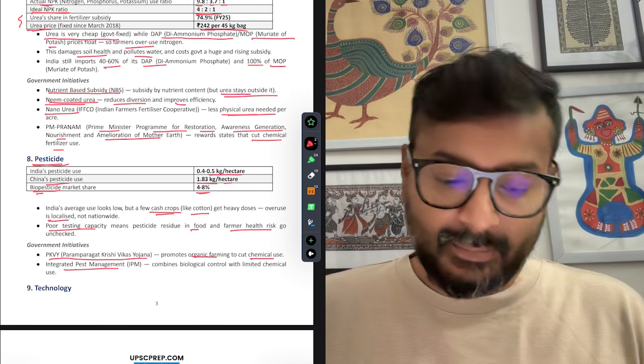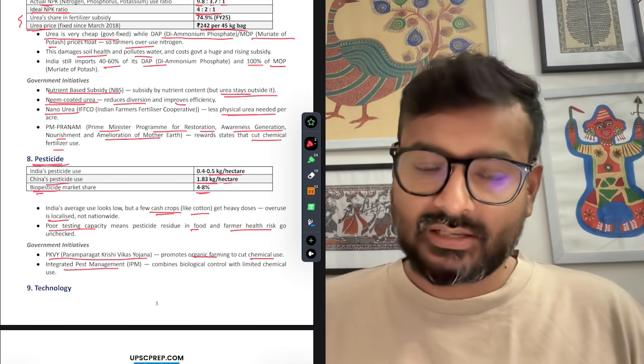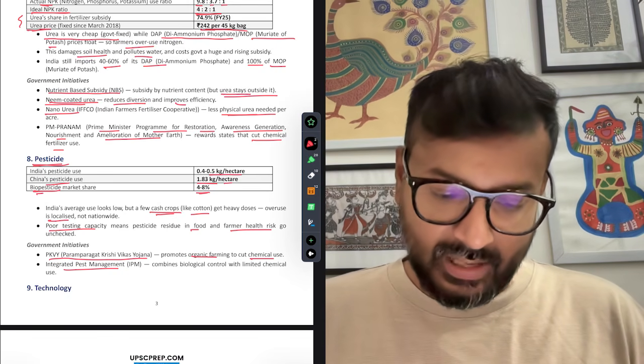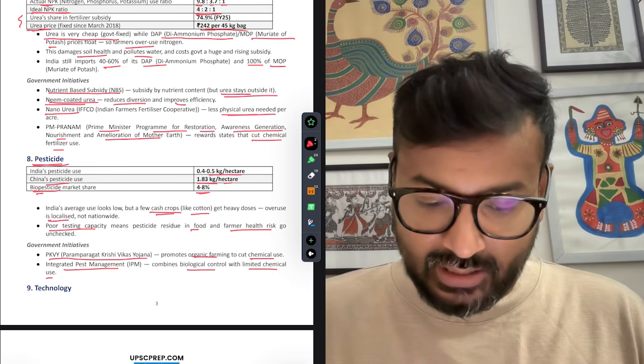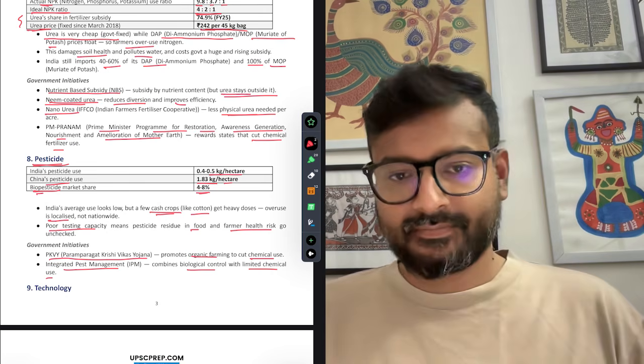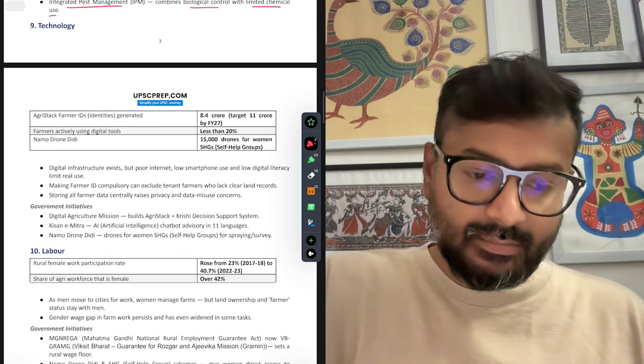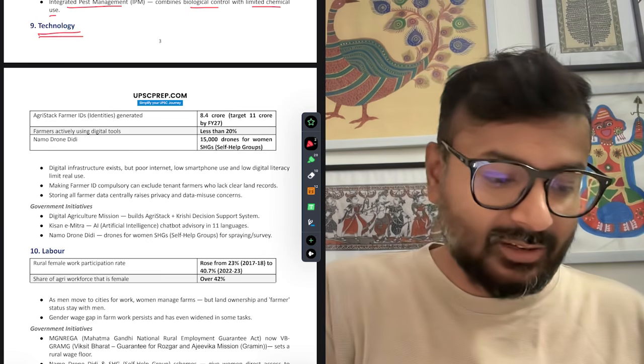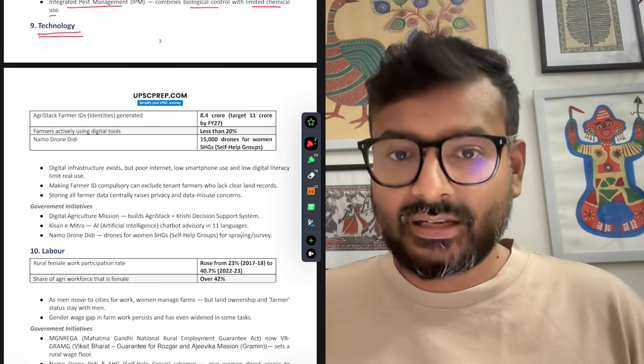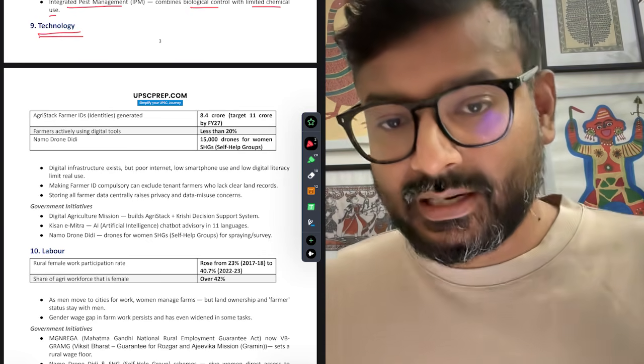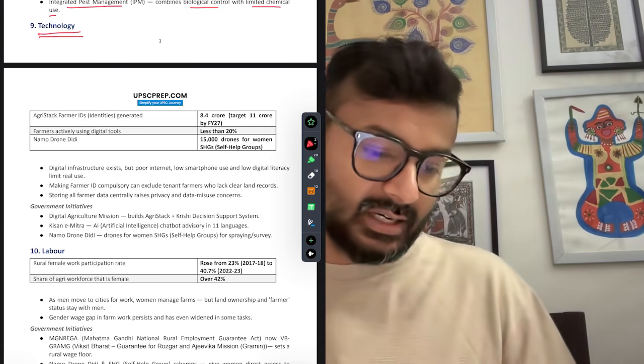Another is integrated pest management. Okay, so it is again an attempt to cut down use of chemical pesticides and combine biological control with limited chemical use. All right. Next input that we have in farms is the technology. Okay, so let's see how many farmers are using technology to improve their productivity.